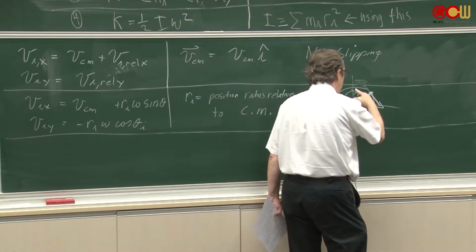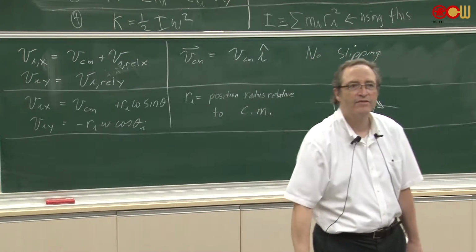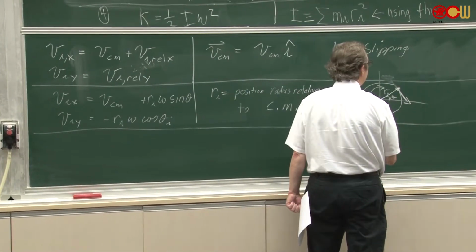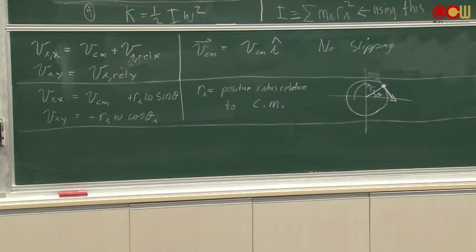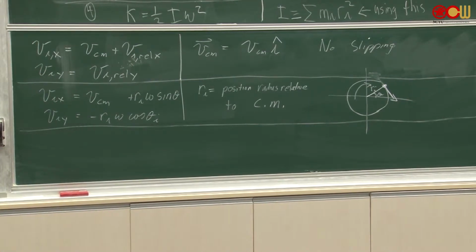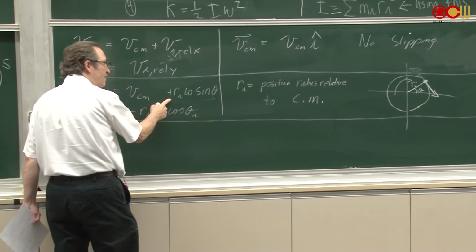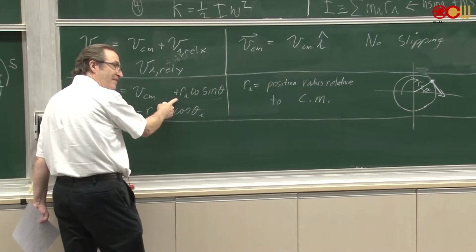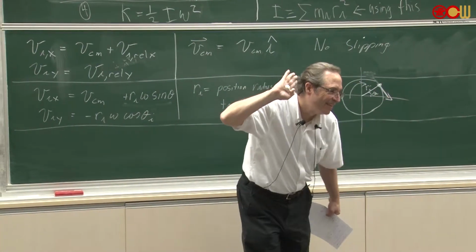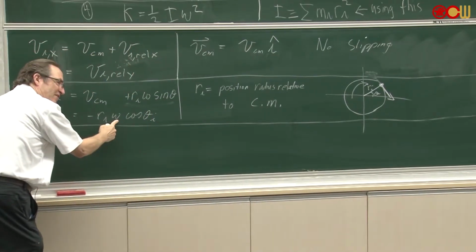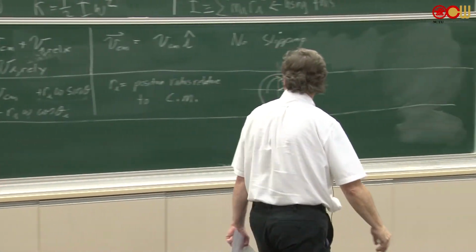For acute angles, for angles less than 90, is the x component of this vector positive or negative? This has an x component and it has a y component. Is the x component positive or negative on that picture? Positive. Is it positive in my equation? Yes. All right. What about the y component? Is it positive or negative? All right. Is it negative in this equation? Yes. Good. All right. Okay.